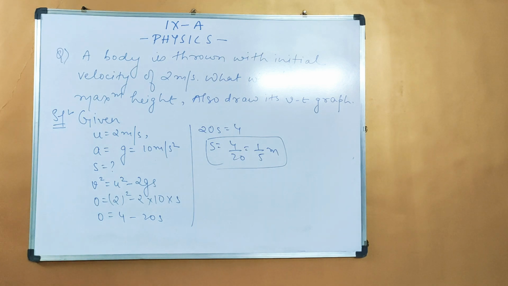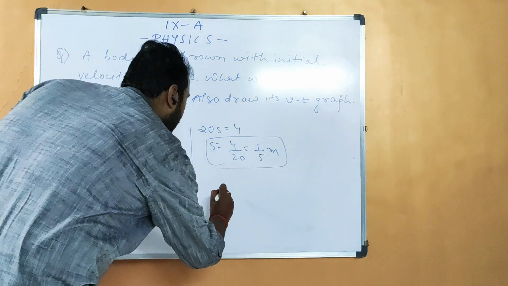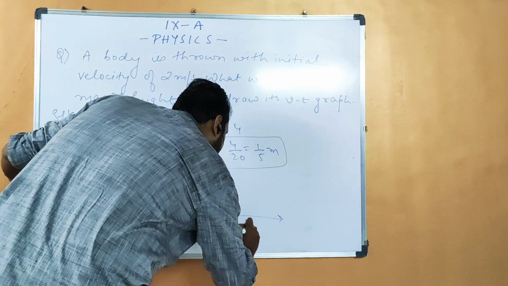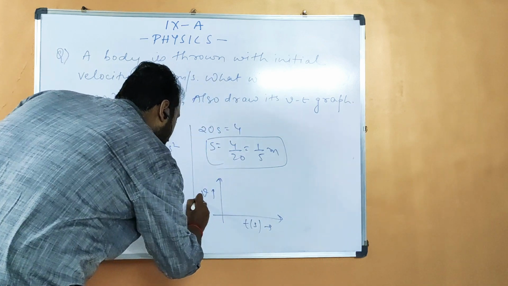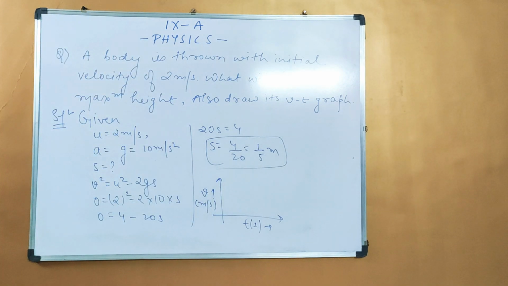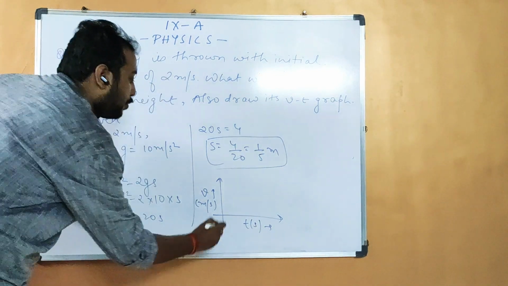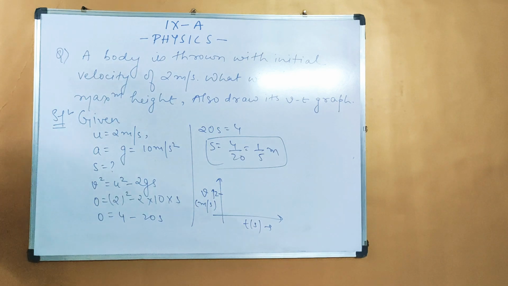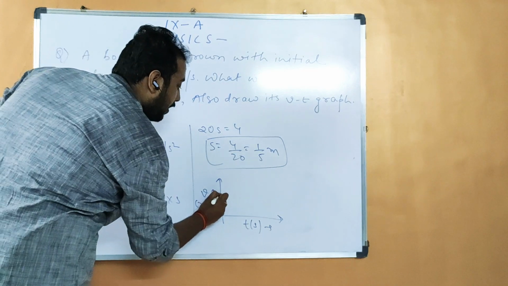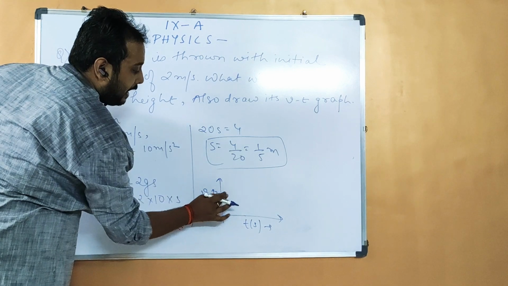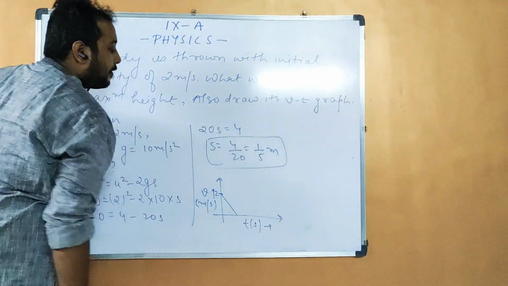Now we have to draw the VT graph. How can we draw it? V, this is T in seconds, velocity in meters per second. Just listen carefully how we will draw the VT graph. Initial velocity was 2 meters per second, so I am writing 2 here. What will happen when the ball is thrown upwards? Velocity will decrease and become 0. So the line will be a straight line, like this.